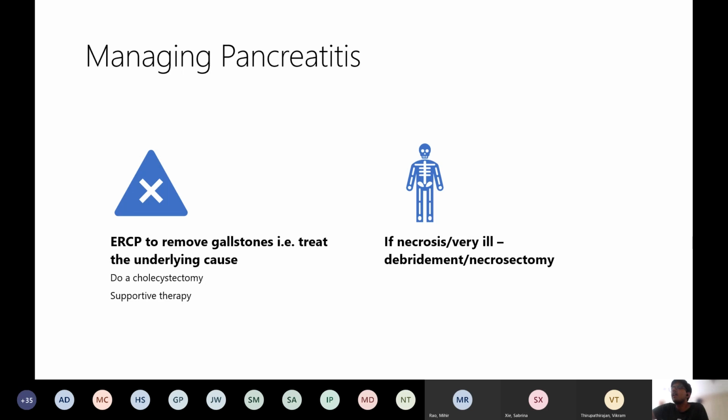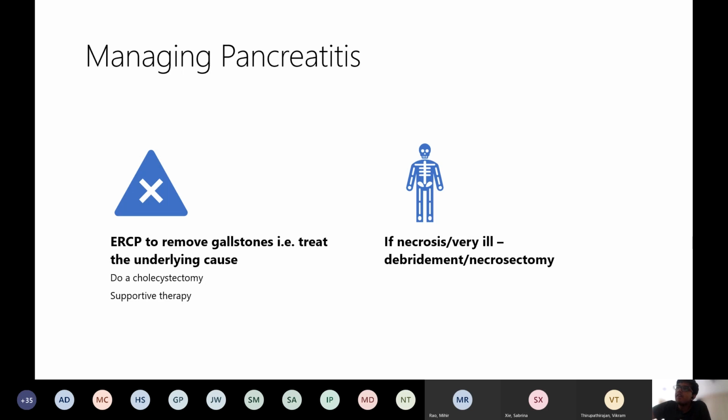And don't forget that a lot of people, because of the enzymes, their pancreas can go necrotic, which can cause them to become septic. They'll need debridement and they'll need a laparotomy if that does happen. So be wary of that.